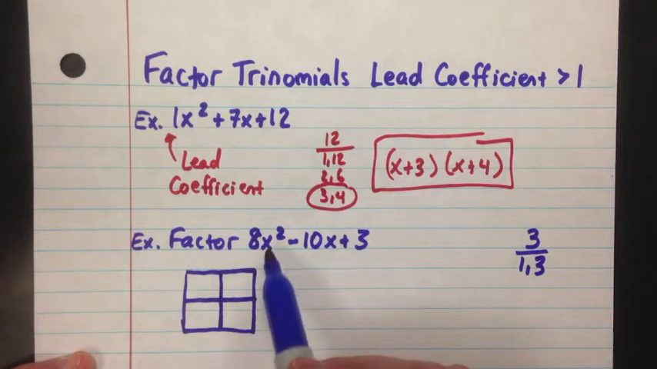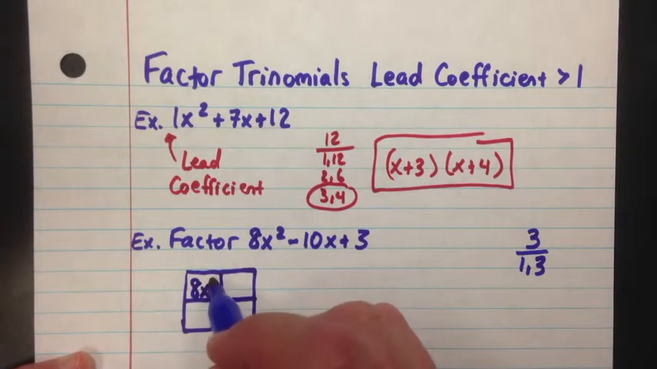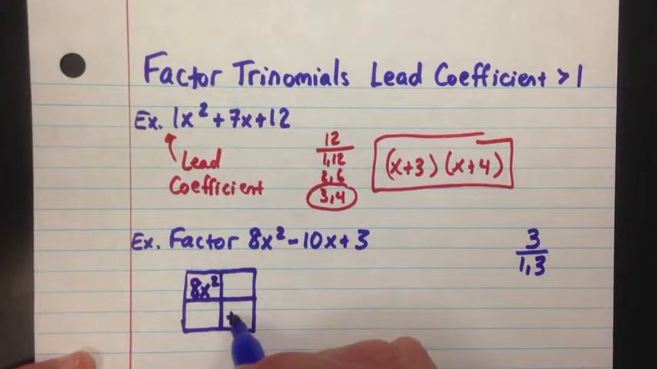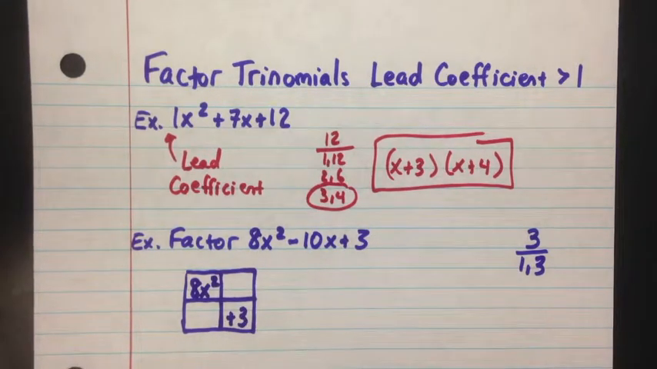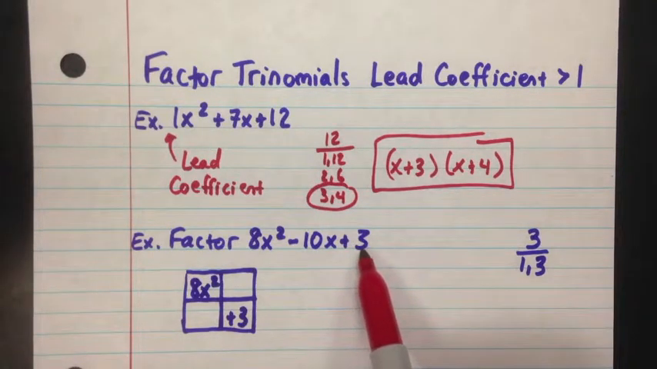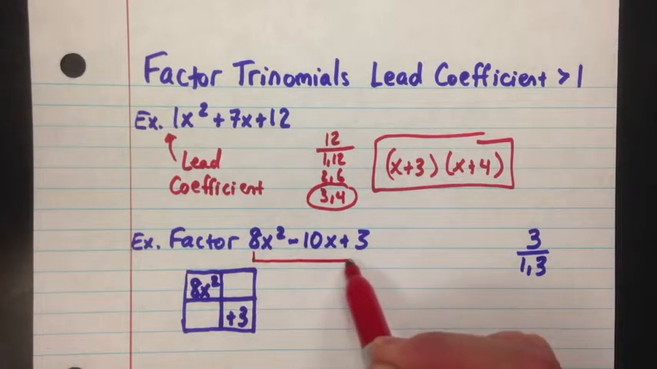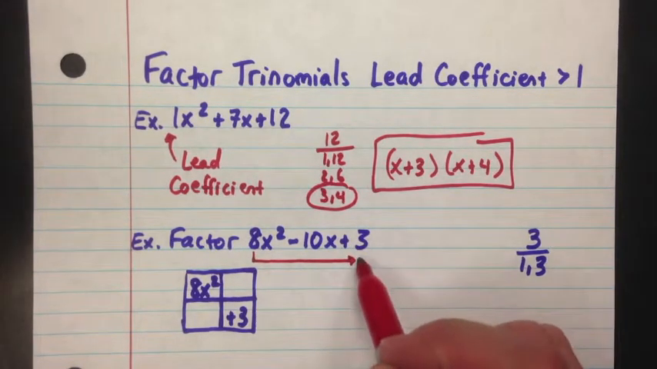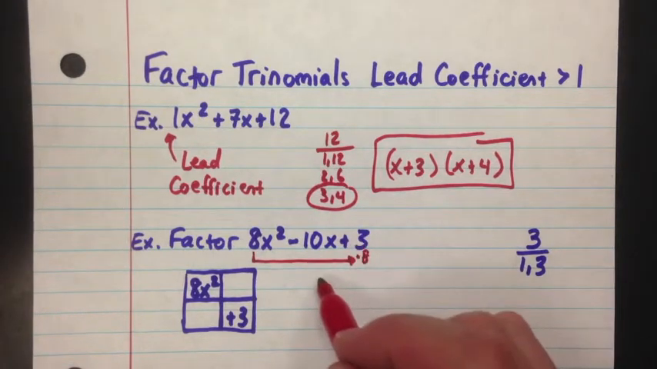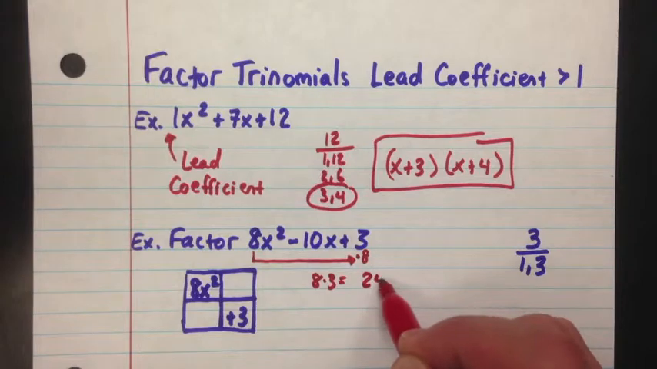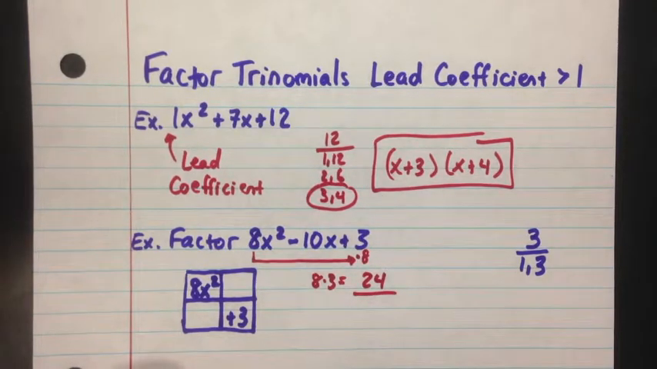The first term, the x squared term, goes in the top left, 8x squared. The constant, positive 3, goes in the bottom right. And then the question is, how do we fill in these two squares? The only thing that's going to be a little different about this problem is that instead of using 3 for our product, it's going to be 8 times 3. I'm going to take that 8 and multiply it by the 3, which is 24. That's the number that I'm going to factor.